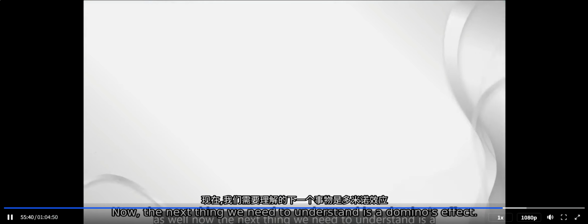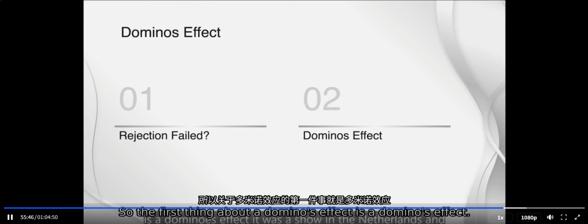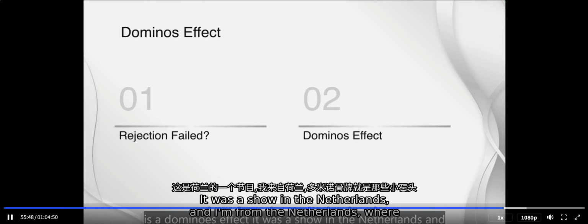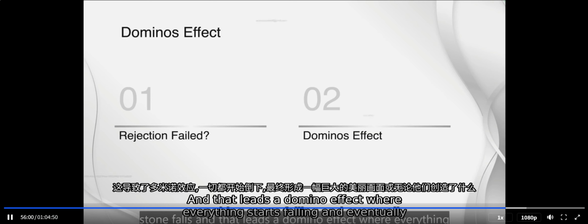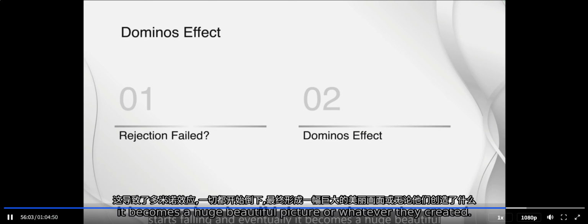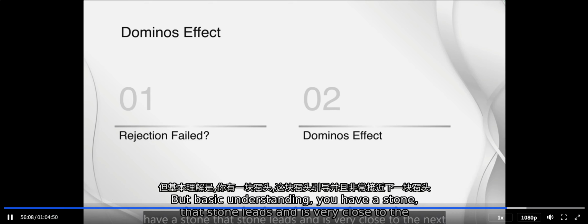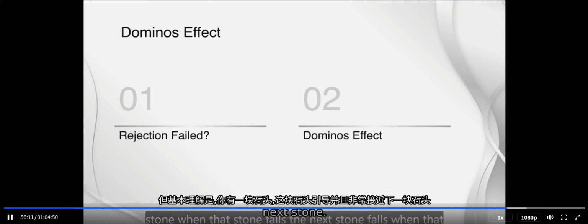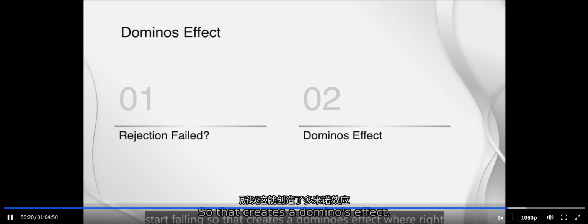Now, the next thing we need to understand is a domino effect. The first thing about a domino effect is that it was a show in the Netherlands, and I'm from the Netherlands, where you have those little stones, and when one stone starts falling, the next stone falls. That leads to a domino effect where everything starts falling and eventually it becomes a huge, beautiful picture or whatever they created. But the basic understanding is you have a stone, that stone is very close to the next stone. So when that stone falls, the next stone falls, then the next one, the next one, they all start falling. So that creates a domino effect.